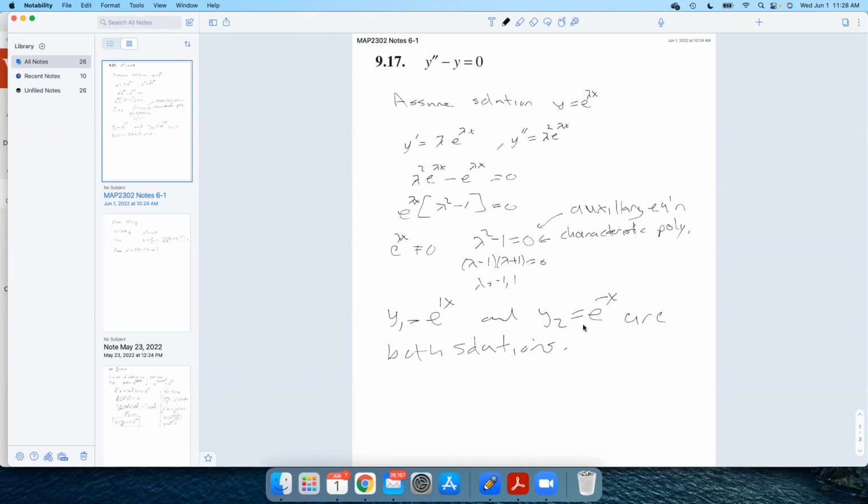Well, then from the theory of solutions, we have our general solution. Our general solution is the linear combination of these two. C1 e to the x plus C2 e to the negative x. If that were fourth order, we would have had 4 linearly independent solutions here.